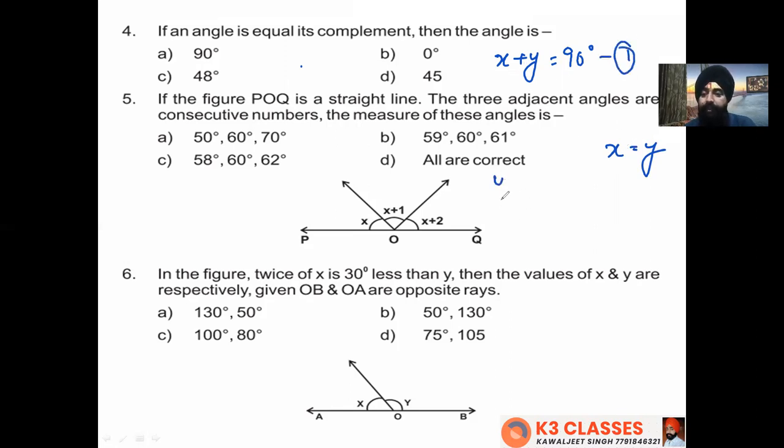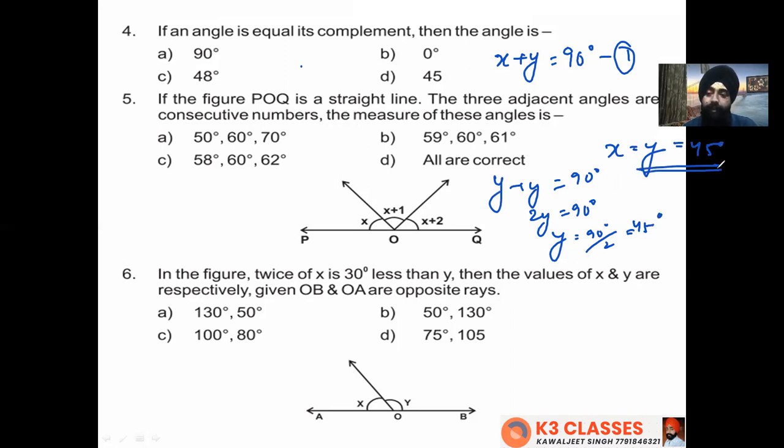So what we get, Y plus Y is equal to 90 degree. So 2Y is equal to 90 degree. That means Y is equal to 90 by 2, that is 45 degree. That means Y is equal to 45. That means X is also equal to 45 degree. So we can say that both are 45 degree. So the answer will be D.